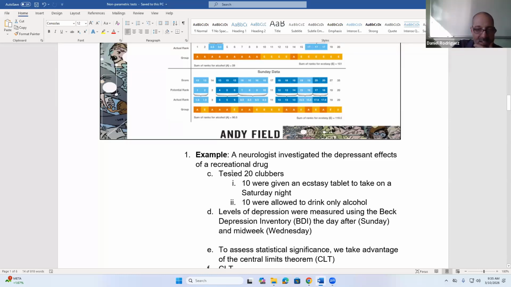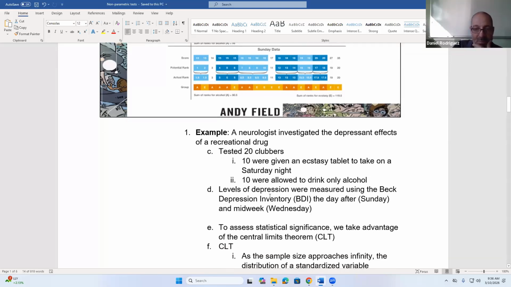So this is fictional. They tested 20 clubbers. 10 were given an ecstasy tablet to take on Saturday night. 10 were allowed to drink alcohol, but no ecstasy tablets. So you get 10 and 10, and you want to make a comparison between the two groups.